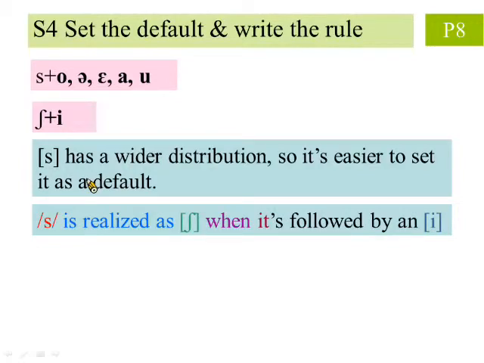Since the place of articulation for S is alveolar, while that of Sh is palato-alveolar, which belongs to the palatal category, we call this type of change palatalization. This is why we mentioned at the start that this topic is about palatalization in the Korean language.